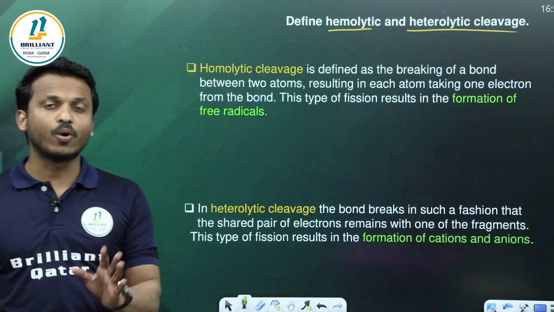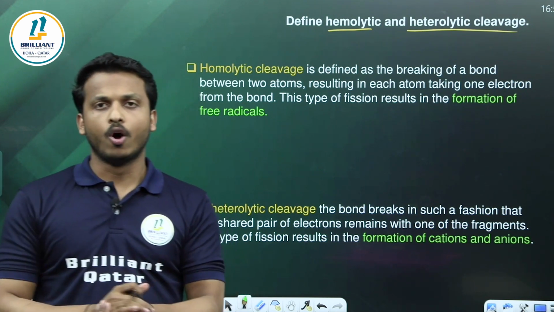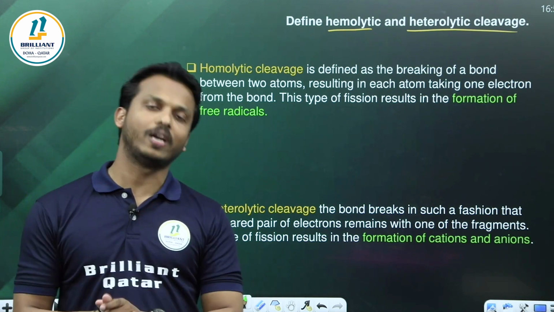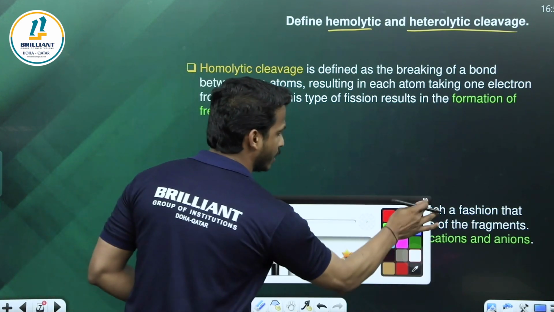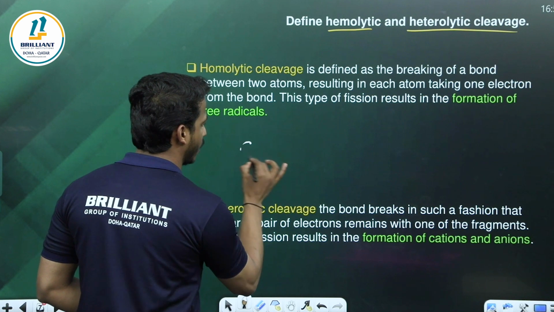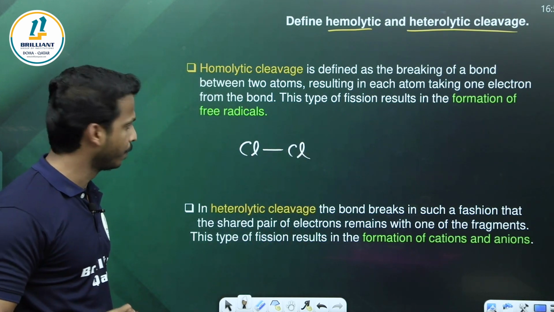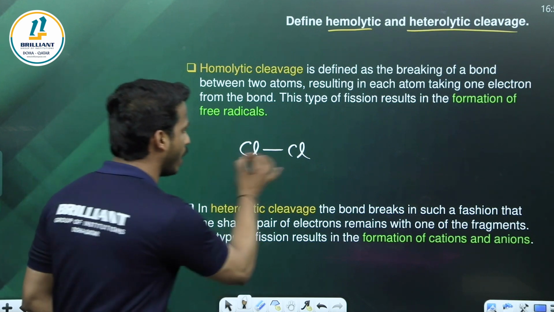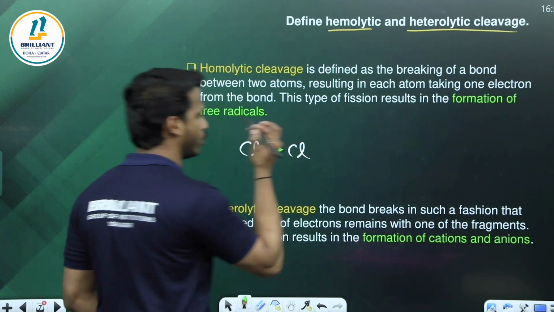Homolytic and heterolytic cleavage. What is cleavage in this sense? Fission: homolytic fission and heterolytic fission. What is it? Let us discuss with a simple example. Consider a species like chlorine, Cl2 molecule. The Cl–Cl bond is there. You know, one bond is equal to 2 electrons.